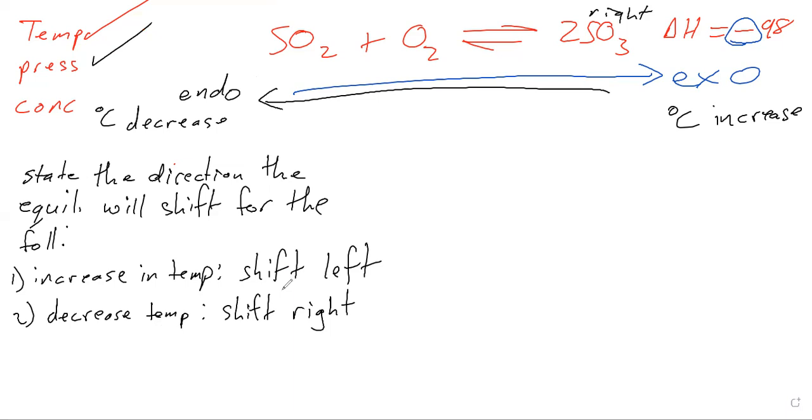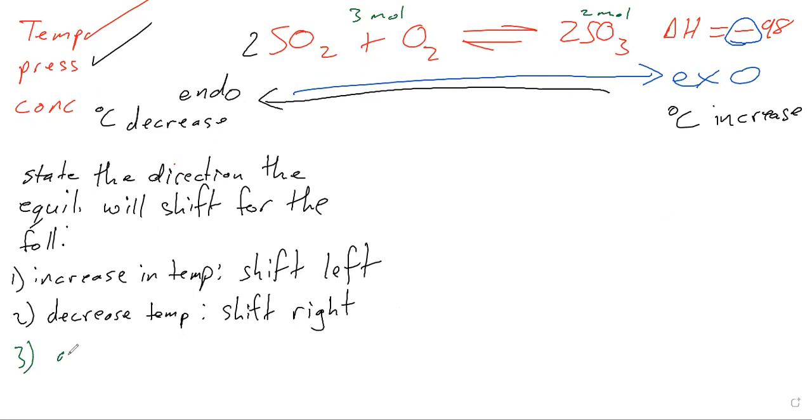All right. So on the left hand side, how many moles do we have? Three. Two SO2 and one O2. So we have three moles on this side. How many do we have on the right hand side? Two. If we decrease the pressure, what will the system want to do?